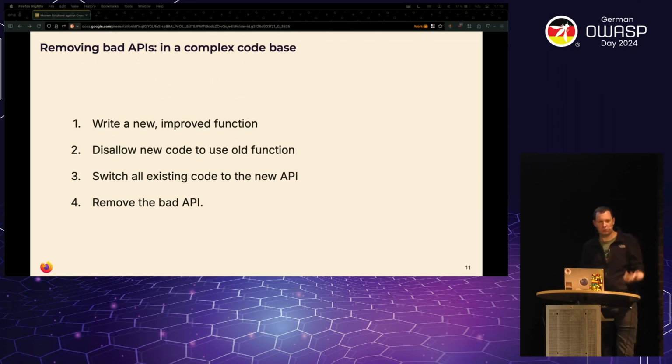Sure, we can add a new API. Look at the example XML HTTP request, fetch, right? There are two APIs. But what is new code? We can't disallow new code from being written in a way that we would not like it to be written.